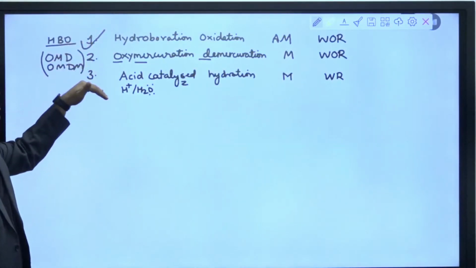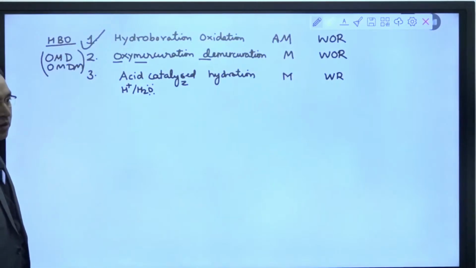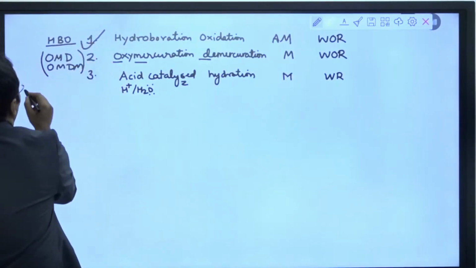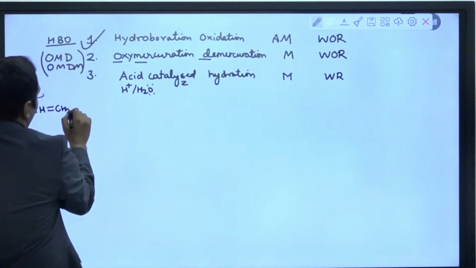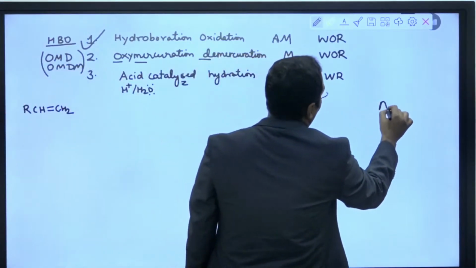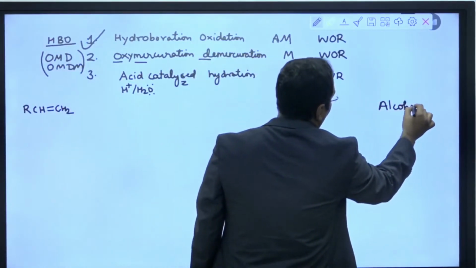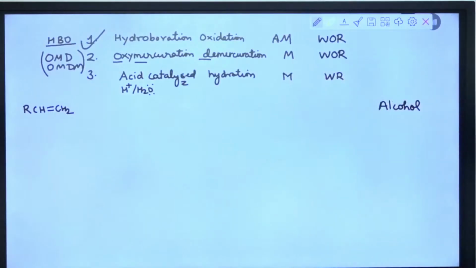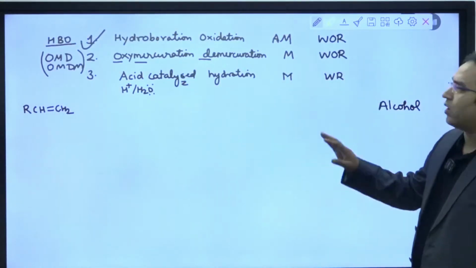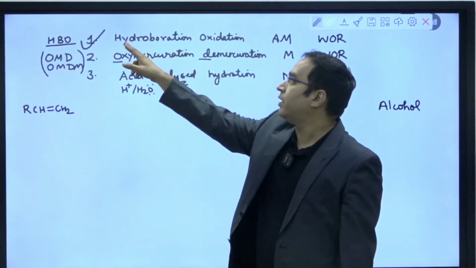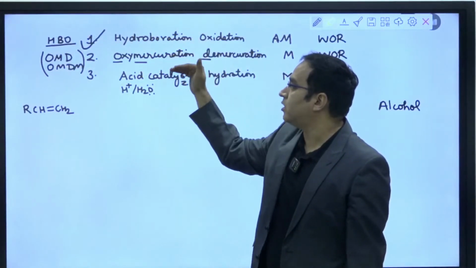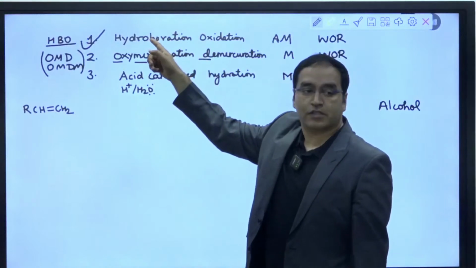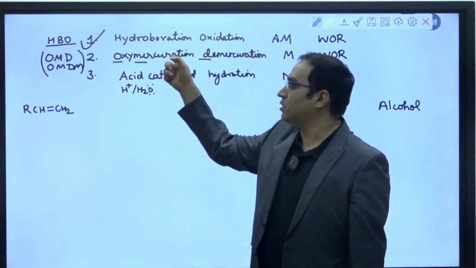These are different reactions to add OH on a double bond. All of these are known to convert RCH double bond CH2 into alcohol. I'll show you what they will do. They give the sequence. I'm just telling the names right now. We'll talk about it in detail. These are three reactions. One is hydroboration-oxidation, other is oxymercuration, third is acid catalyzed hydration. This we have discussed in detail. This we have to do. These two we have to do.